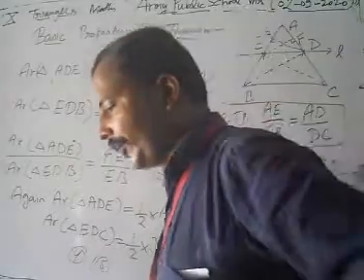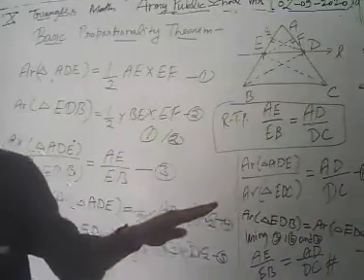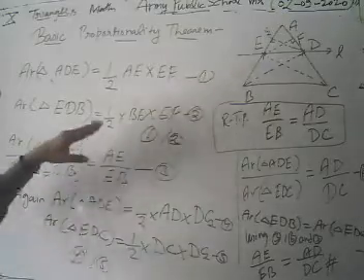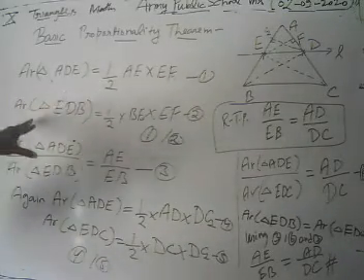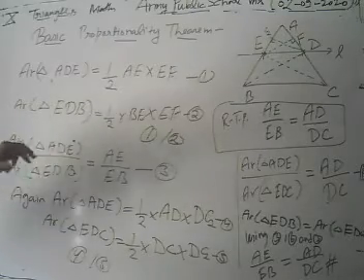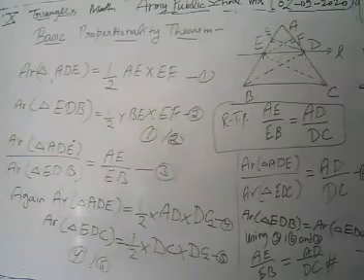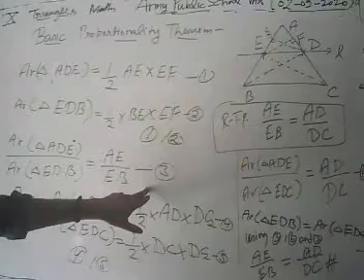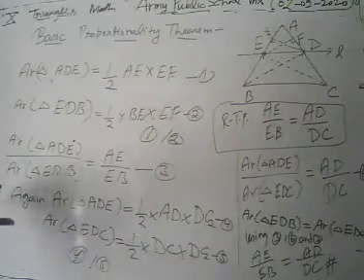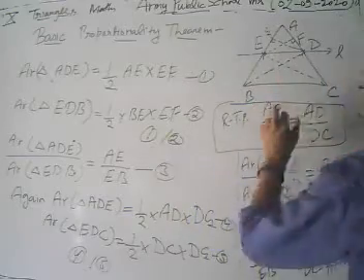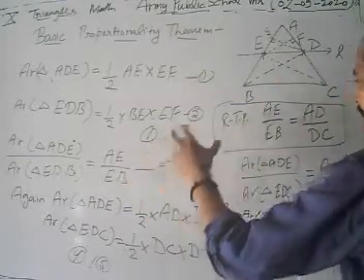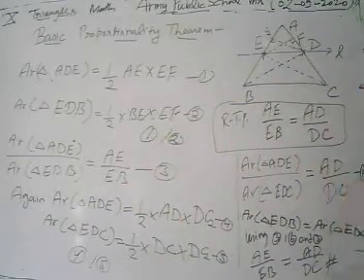Then we are going to divide equation 1 by 2. After dividing equation 1 by 2, we have the ratio of the area of triangle ADE to the area of triangle EDB is equal to AE upon EB, making equation number 3. Now we have to show the two ratios are equal. We have AE upon EB now. Now we have the requirement of AD to DC.